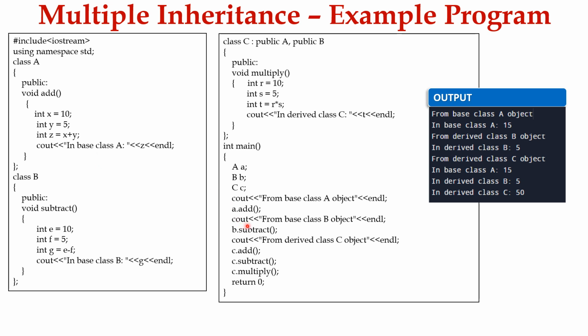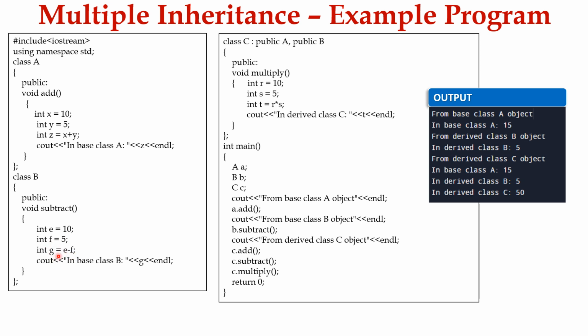Using the cout statement, "from base class B" is displayed to the user as shown in the output. Next, b.subtract(). Using the class B object small b, we are accessing the function subtract, which is available in class B. So now the control is transferred to the class B function subtract. Here we subtract the variable e minus f, that is 10 minus 5, which is 5, stored in the variable g.